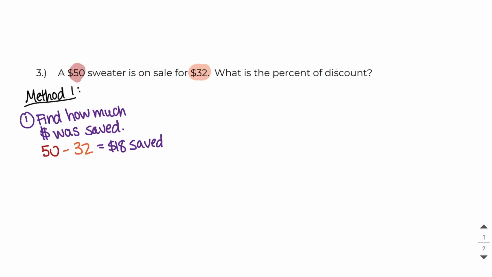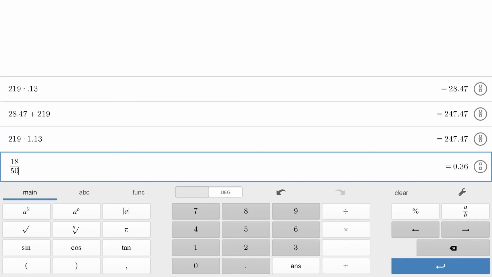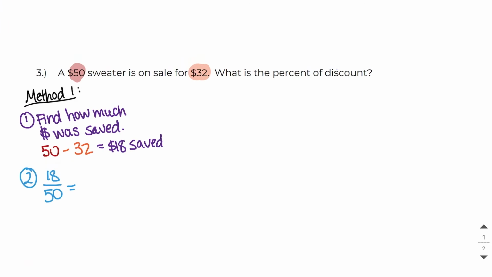And then once I do that, to figure out how much that percent is, I have to figure out what 18 out of the total price was, which was 50. So I'm going to divide 18 by 50, and I end up getting 0.36. And it's really important that you divide it by 50, you divide it by the original price, because if you don't divide it by the original price, you won't get the right answer. So this is 0.36, which as a percentage is going to be equal to 36%, because we just have to move the decimal place to the right 2 times. So our answer here is a 36% discount.